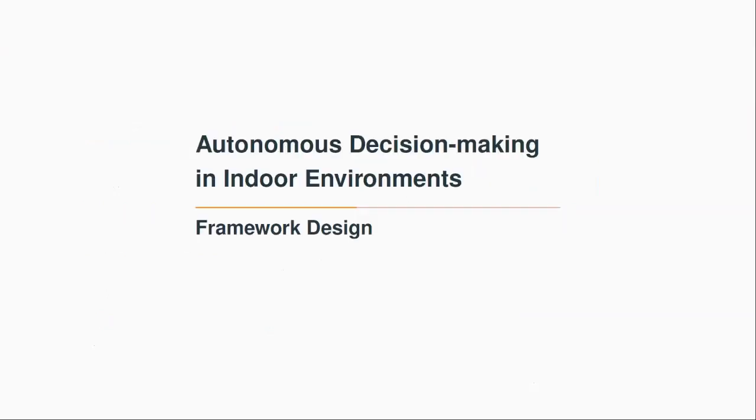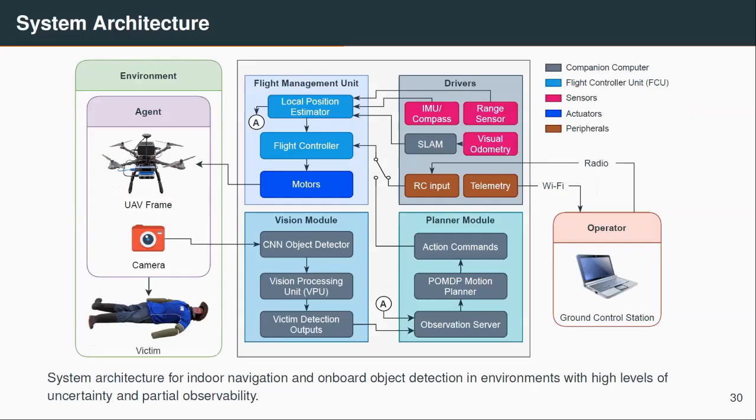Then I'm going to briefly discuss the design of my framework for indoor environments. This is a high-level overview of the system architecture that has defined key modules of our system. We have the vision module, which is in charge of processing camera frames and returning detection outputs of the victim. We have the planner module that contains the POMDP planner and outputs action commands from observations.